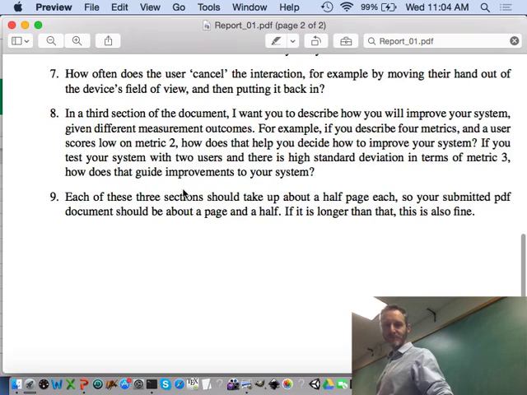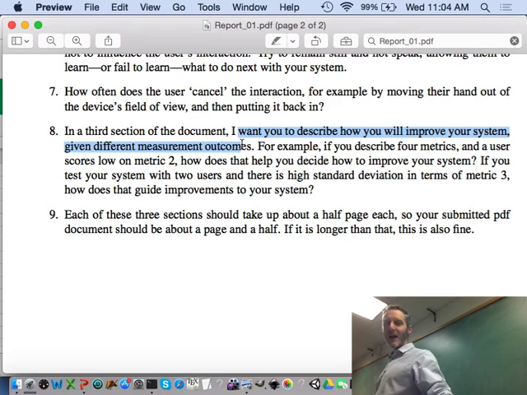Okay. Finally, in the third and final section of this document, I want you to describe how you envision improving your system depending on how these metrics play out. So this one's a little tricky because you're not doing user testing until the following week. But I want you to show us some evidence here that you're thinking ahead to user testing.